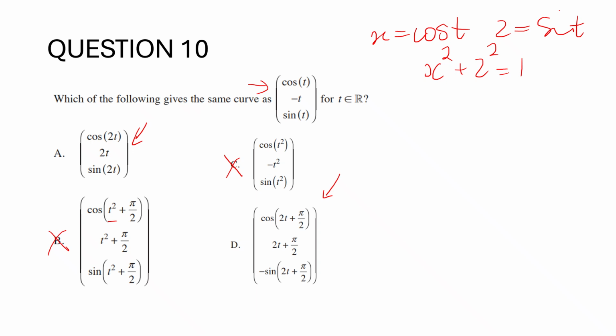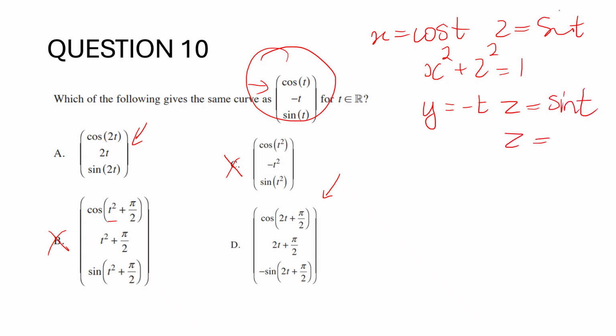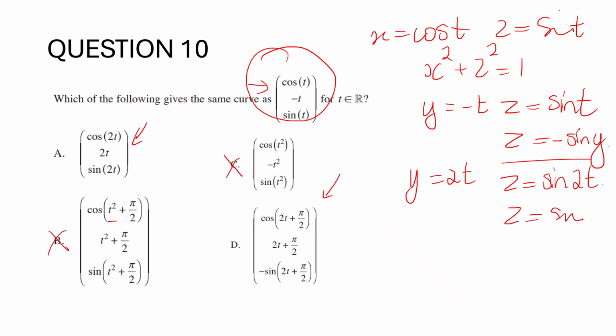So looking at this, if we've got y is equal to negative t and z is equal to sine t, then z must be equal to sine of negative y, which is negative sine y. So that's what we're looking for. Now if we look at A, we have got y is equal to 2t, z is equal to sine 2t, and so z is going to be equal to sine of y, which is a different orientation. So the spiral is going to go the opposite way. So it's not A, which makes it D.